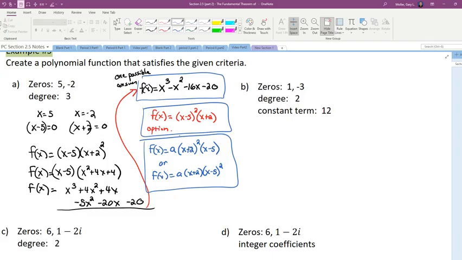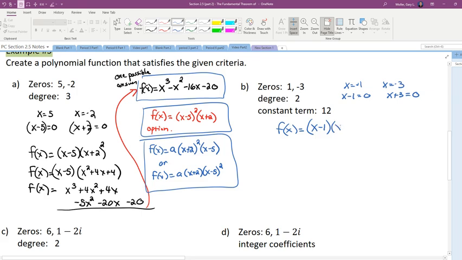But let's see what happens with our first bit of information. So I know my zeros are positive 1 and negative 3. So I move those over and set them equal to 0, giving me my factors of the function, x minus 1, x plus 3. If I multiply this out, I'll do it in my head, x squared plus 3 minus 1, so plus 2x minus 3. However, that does not have a constant term of 12.